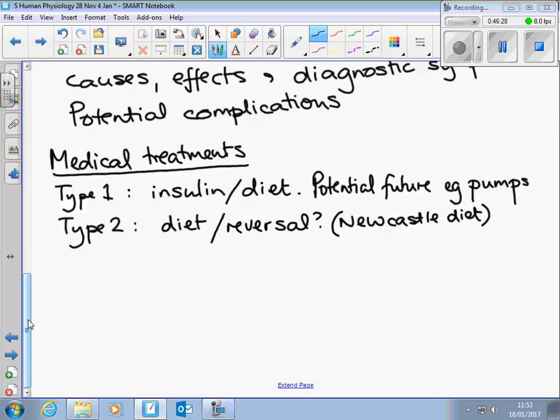Because type 2 is about insulin sensitivity. The body is still producing insulin, usually, although over time with type 2 that reduces. But it's the cells that are not sensitive to it. But with this dramatic diet, they've found that it will essentially cure type 2 diabetes, as long as people are then careful with their diet. The usual approach, however, is medication.